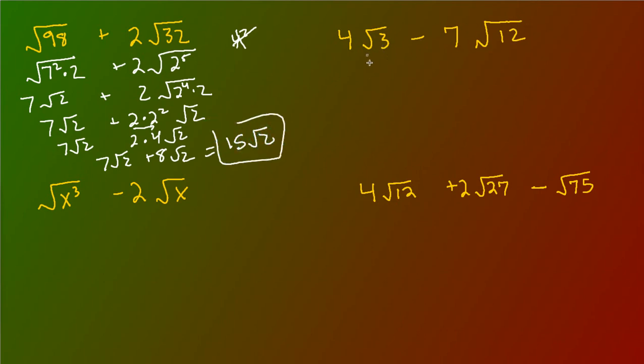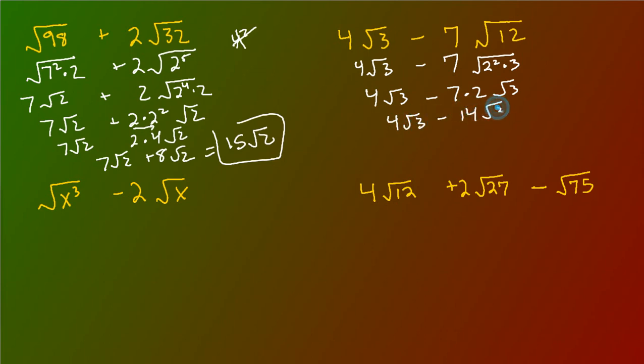Okay, right here, this is already prime, so that's fine the way it is. I prime factorize that 12. So I get 4 root 3 minus 7 times 2 root 3. So 4 root 3 minus 14 root 3, which is negative 10 root 3.